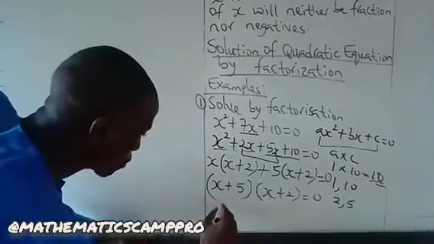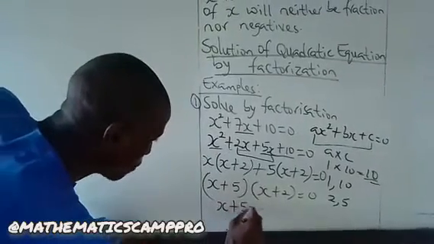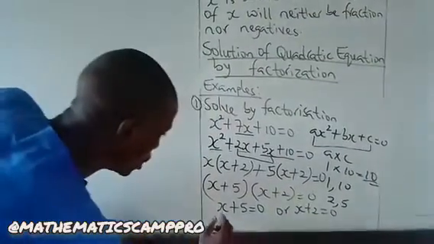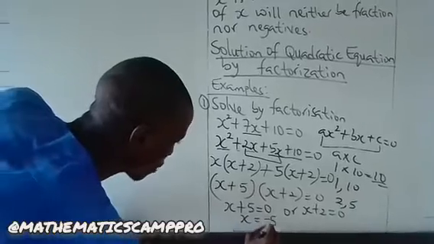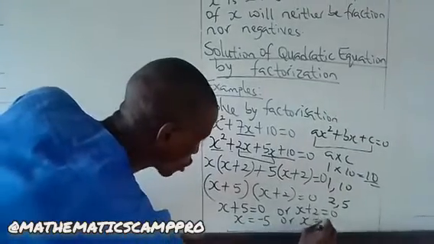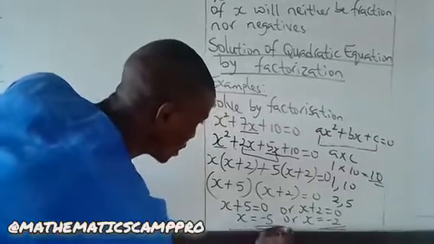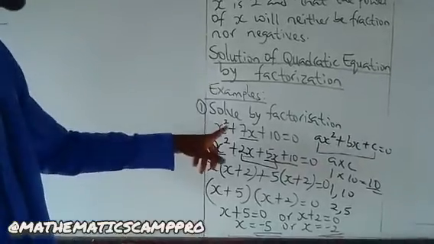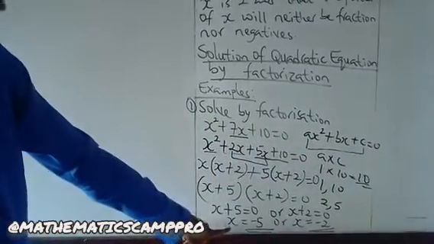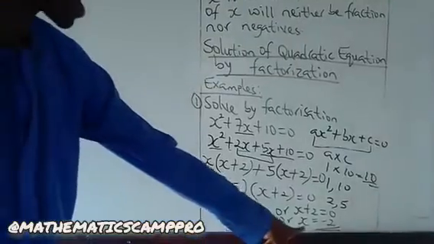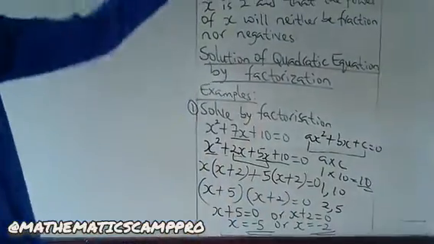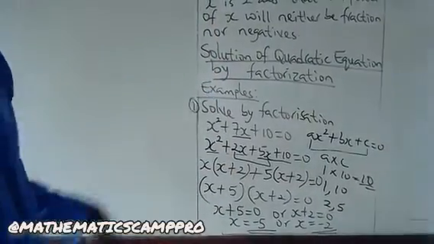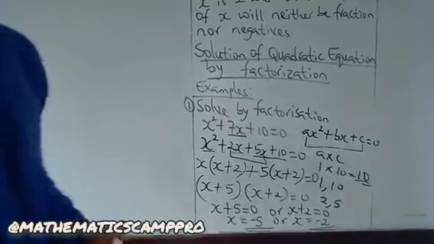Now we are going to split it individually. It will be x plus 5 equals 0 or x plus 2 equals 0. Now we have x equals minus 5 or x equals minus 2. That is our solution using the factorization method for x squared plus 7x plus 10. Our x is minus 5 or x is minus 2. When you are solving a quadratic equation, at the tail end you are going to have 2 answers. As we move on to another example, see you, viewers.